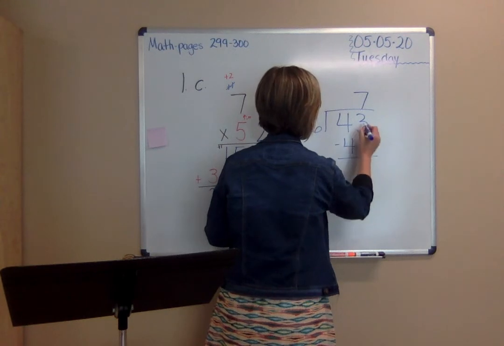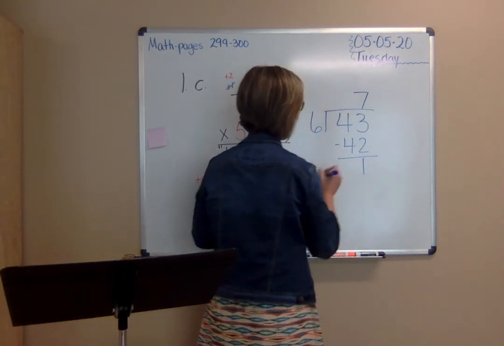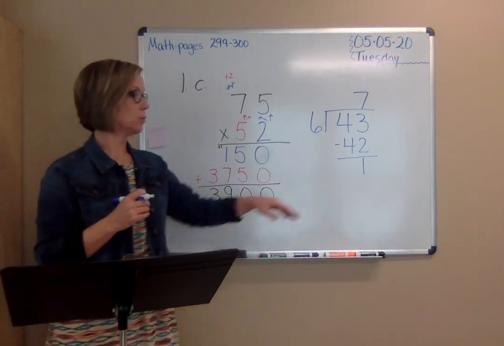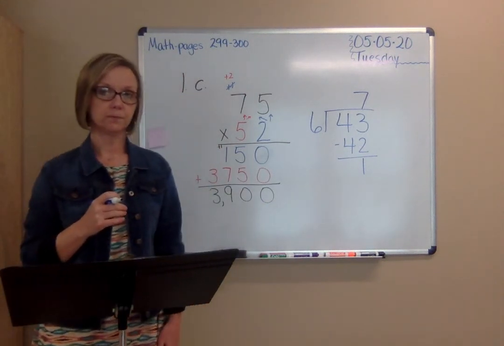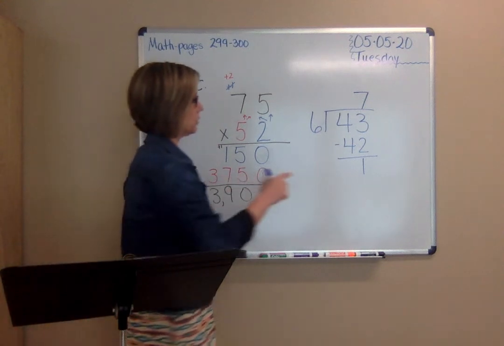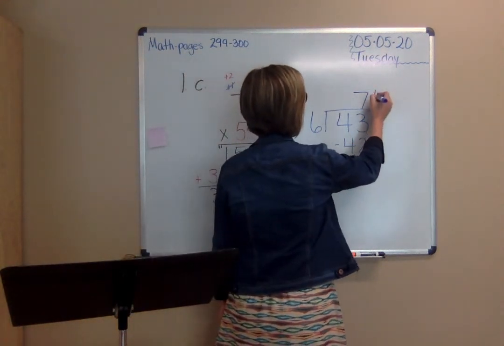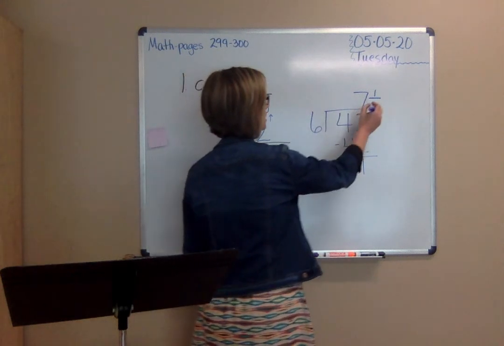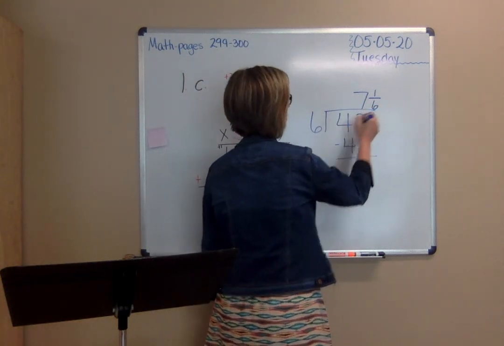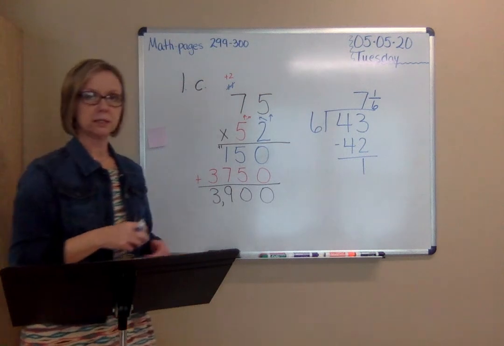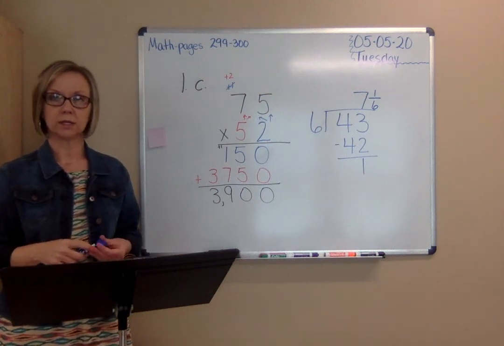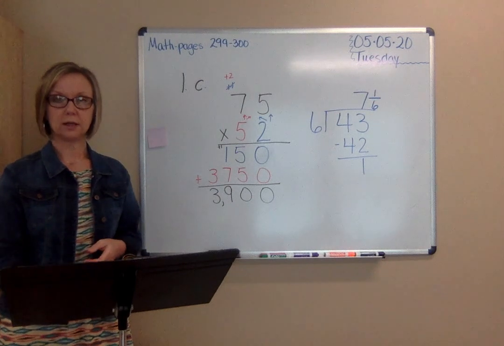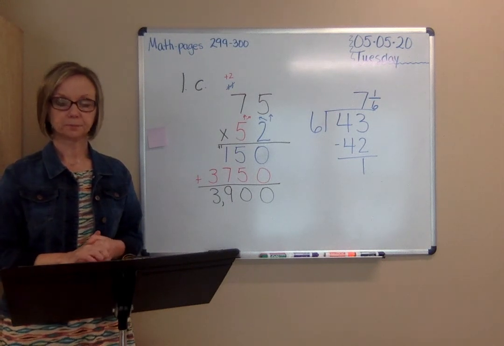We subtract. 3 minus 2 equals 1. 4 minus 4 equals 0. But we're writing a fraction, so we're not going to put in the 0. So when we write our fraction, we take our remainder of 1 as our numerator. Our divisor of 6 is our denominator. So our answer, our mixed number there is 7 1/6. So you'll do B through E the same way.